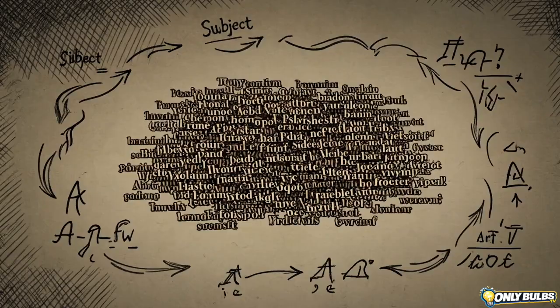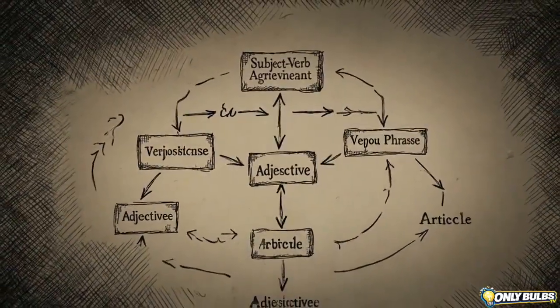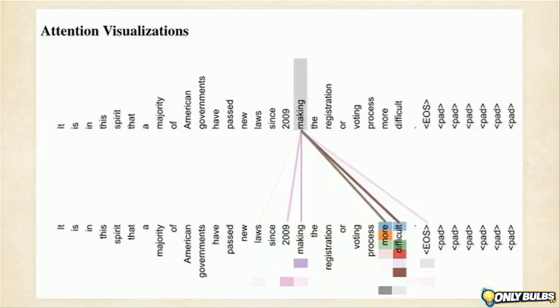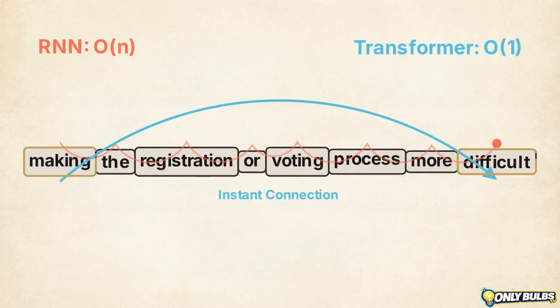Theoretical architecture is only useful if it works in practice. We need to see if a model that ignores sequential reading can actually master the structure of human language. This visualization of the attention heads at layer 5 reveals what the matrices actually learned. Notice how the model bridges a long-distance dependency between the verb "making" and the phrase "more difficult." An RNN requires O(n) sequential steps to traverse that gap. The transformer connects them instantly.